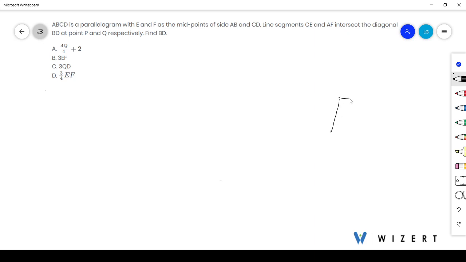ABCD is a parallelogram. E and F are the midpoints of AB and CD.